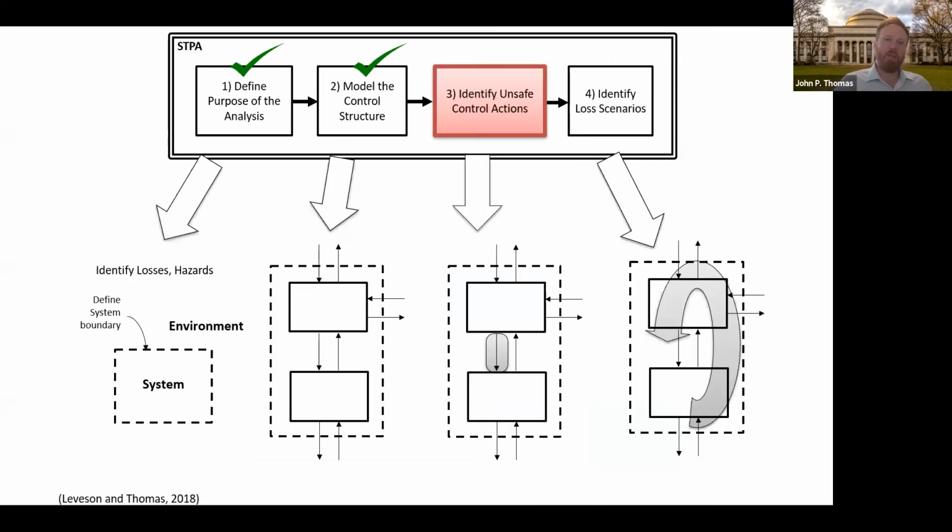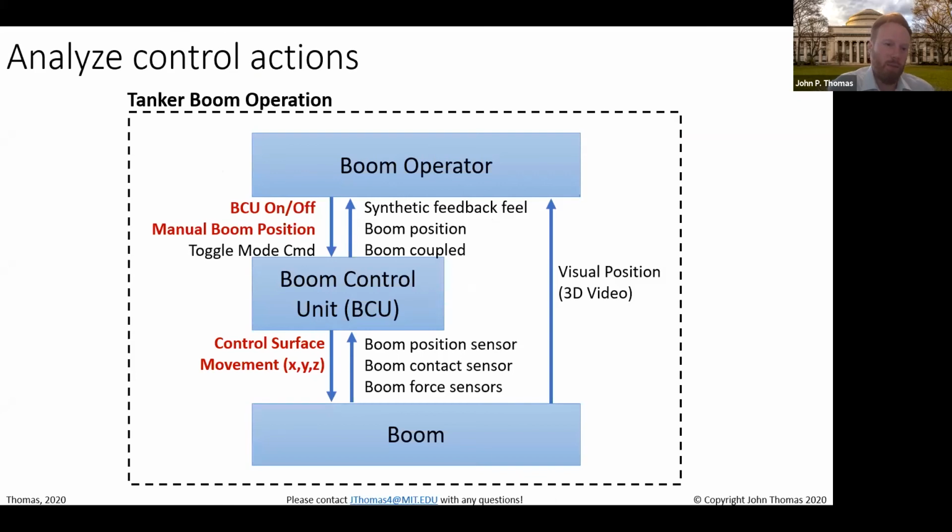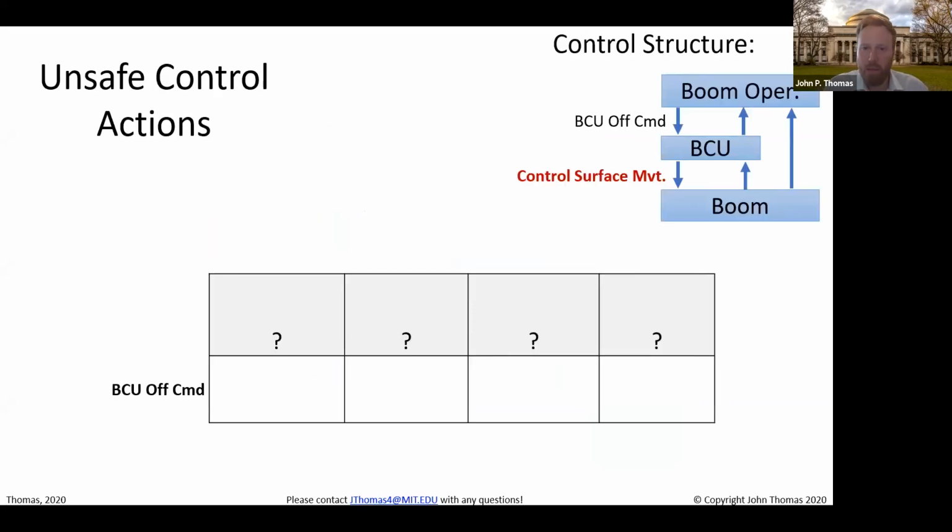All right, so let's go to step three. This is where we're going to spend most of our time, the rest of the analysis. I wanted to try to get to this point quickly so you can get some practice with unsafe control actions and scenarios. So let's go to step three. Let's analyze these control actions and see what we get. Let's start with the BCU off command. This is provided by the boom operator.